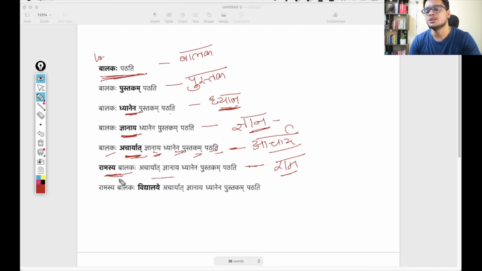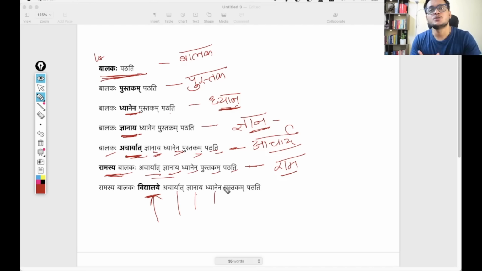Because I want to say that Ram's boy studies a book with focus, for knowledge, from his teacher. That is the entire sentence. Let's add the last case. Ramasya balakah studies a book for knowledge from his teacher.